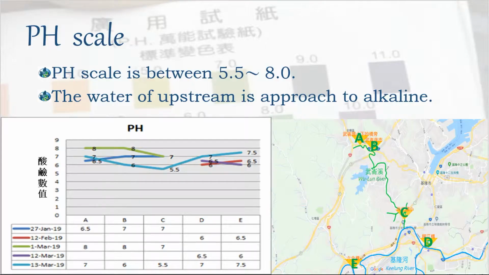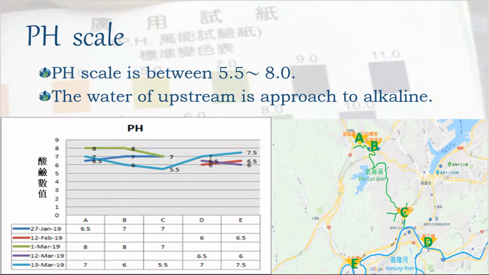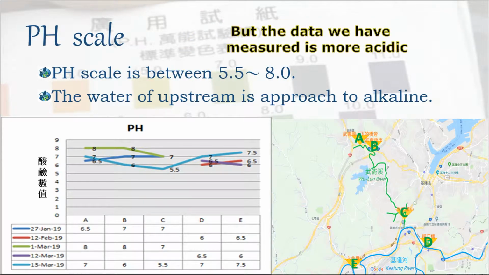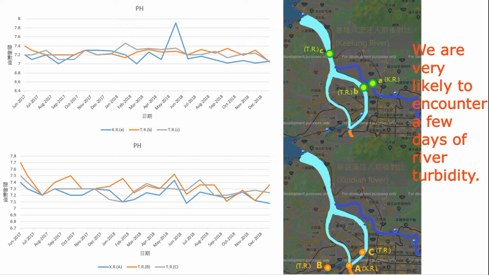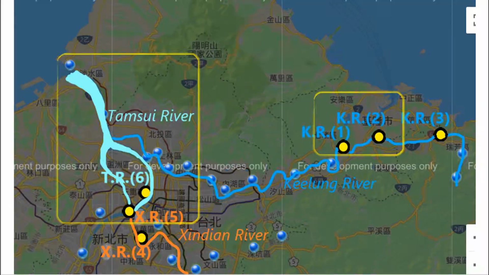pH scale. The average river water pH scale is between 7 to 8, but the data we have measured is more acidic. We are very likely to encounter a few days of river turbidity. According to the line graph chart, pH scale is also between 7 to 8.